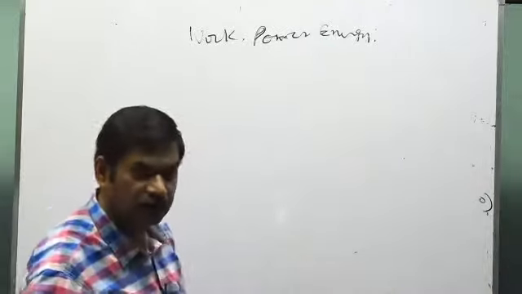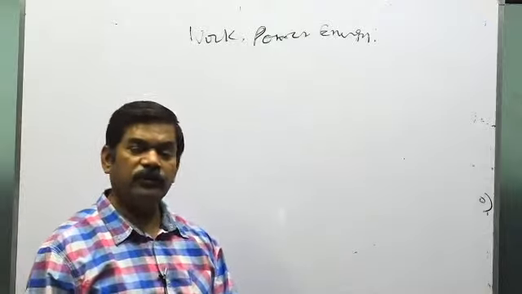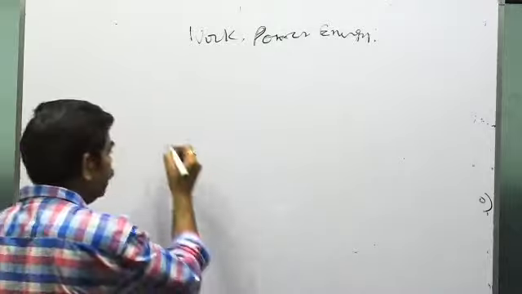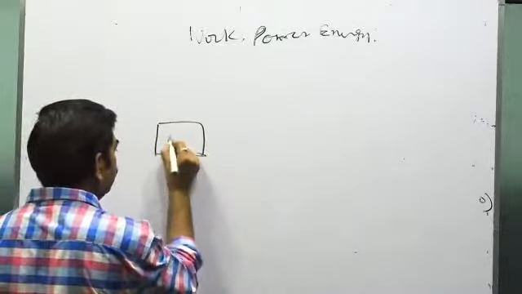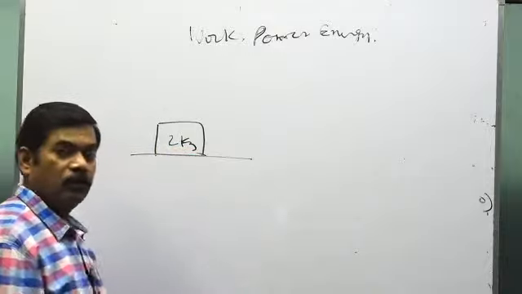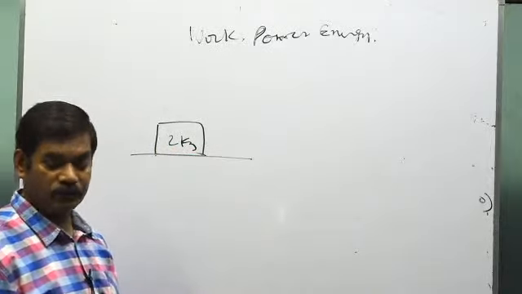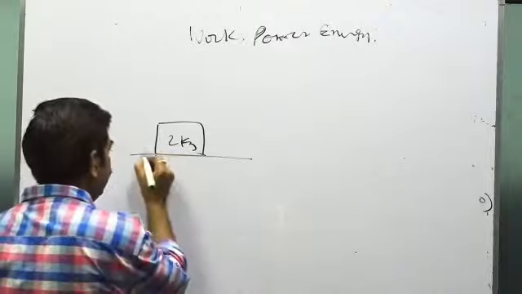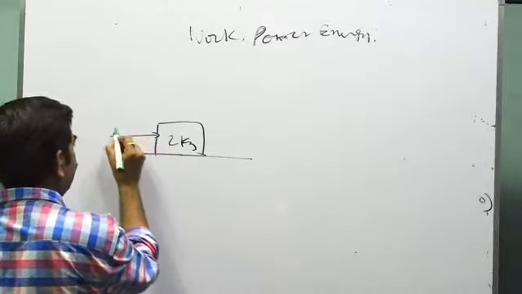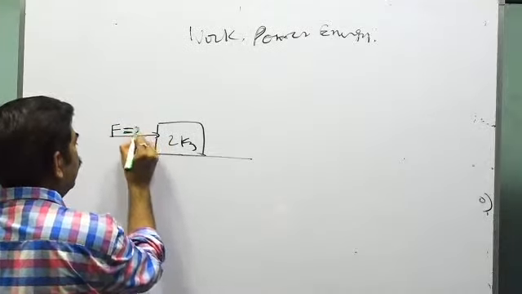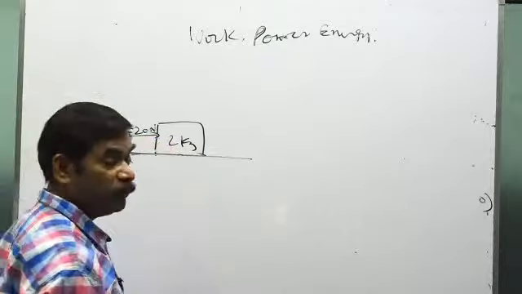In this example, I'll tell you how to calculate the instantaneous power also. Look at the example, it's very simple. Suppose we have a block of mass 2 kg, lying on a smooth horizontal floor, and here we apply a force F of 20 newtons.